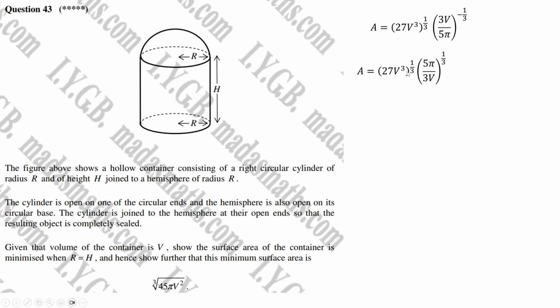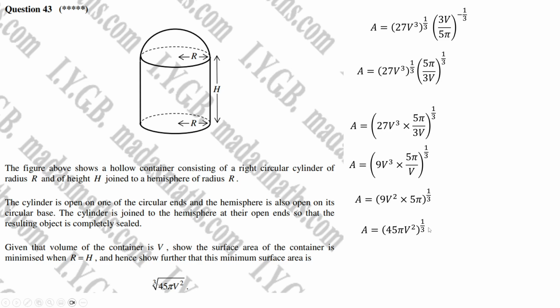And now we can multiply these together because they've got the same powers. Okay, so 27v multiplied by 5 pi over 3v. 27v cubed cancels down with 3v, so that becomes 9v squared. I've not cancelled it yet, but that becomes 9v squared multiplied by 5 pi. That becomes 45v squared pi, all to the power of a third. This is the same thing as that, just to show that you've done the cube root sign, and that's it, done.